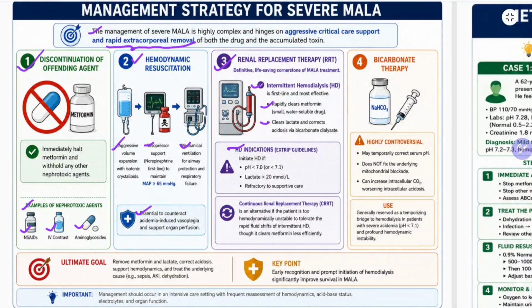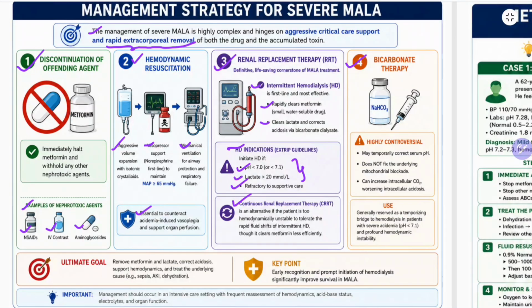Hemodialysis indication: initiate hemodialysis if pH is less than 7 or less than 7.1, meaning severe acidosis, or lactate is more than 20 millimole per liter, meaning severe hyperlactatemia. Or refractory to supportive care: in case of mild to moderate MALA, if the patient is refractory to supportive care, then you can go for hemodialysis. Continuous renal replacement therapy is an alternative if the patient is too hemodynamically unstable to tolerate the rapid fluid shifts of intermittent hemodialysis, though it clears metformin less efficiently.